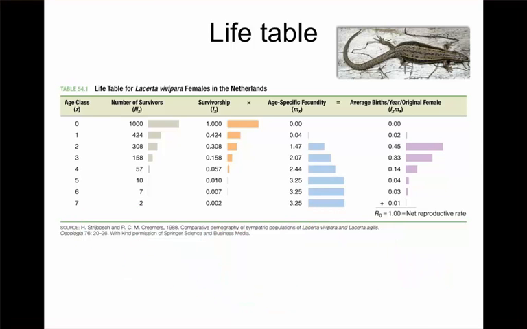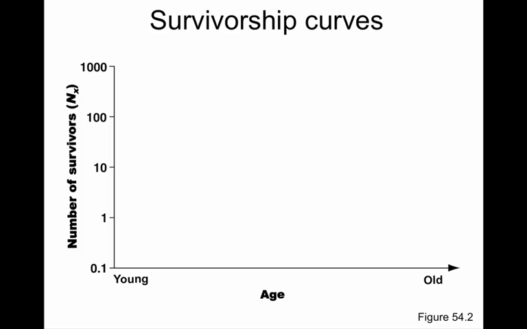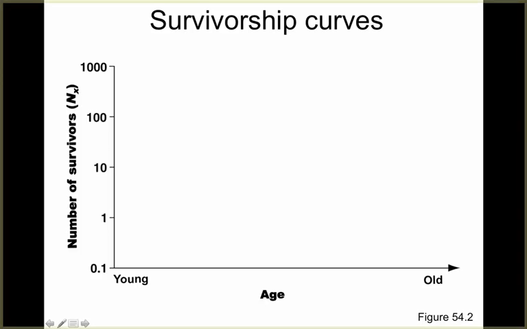What do I mean by that? These are the usual axes used in a survivorship curve. This is figure 54.2 from your textbook without any data being shown. So the x-axis here is age, and this is usually a linear scale. The number of survivors is usually a logarithmically scaled axis as shown here.